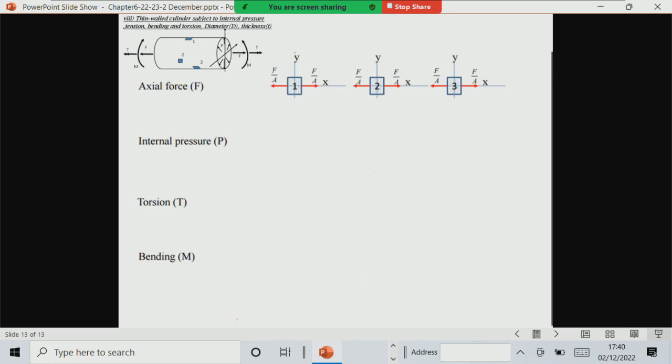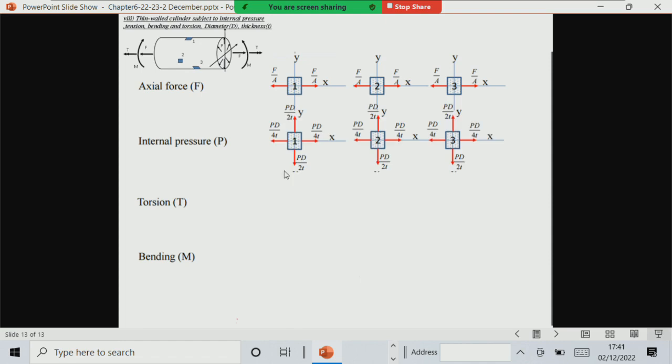So all the three elements are subject to the same stress, which is F over A. And because of pressure, obviously, we have an axial stress of PD over 4T, and we've got a circumferential stress of sigma equal to PD over 2T. For the torsion, it's the same as the cases we covered so far, TR over J.